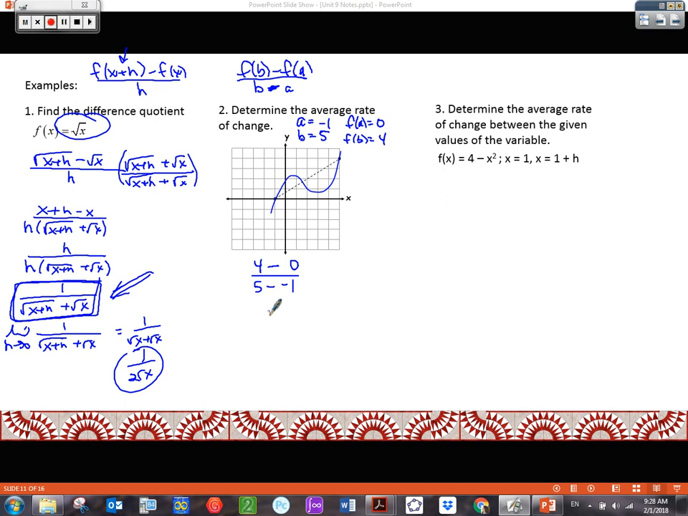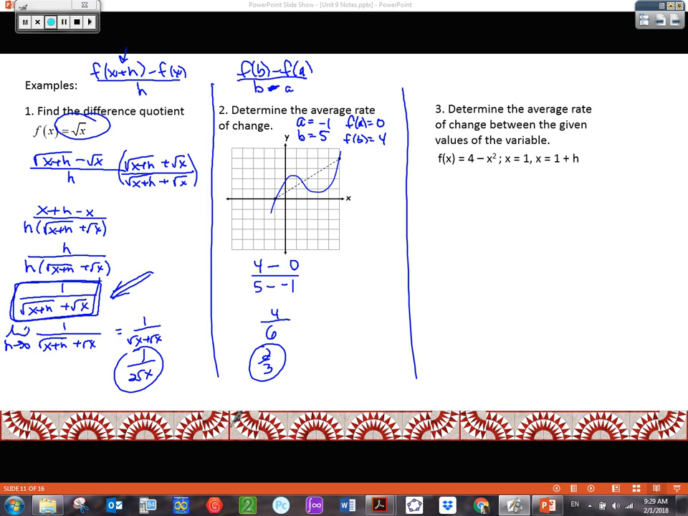So the formula, so 4 minus 0 is 4. 5 minus -1 would be 6. So that would be 2/3. Okay, that's my average rate of change. We okay on that? Okay, let's go to one a little bit more difficult.